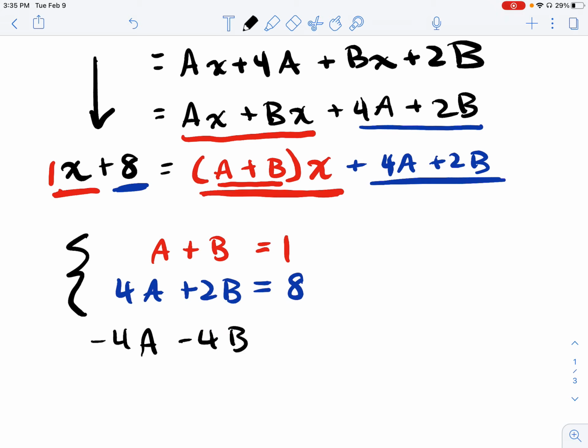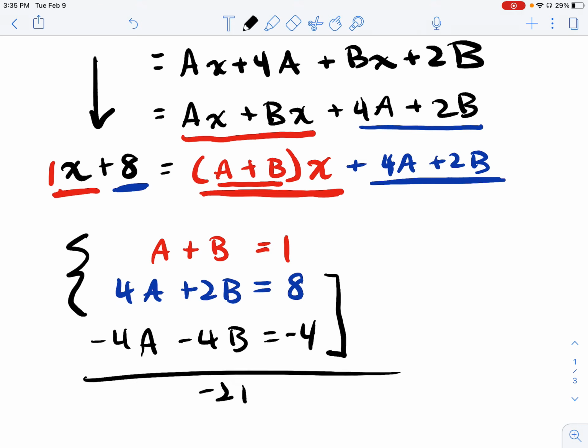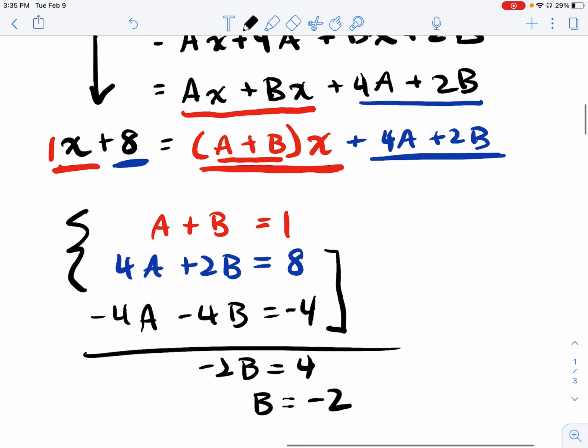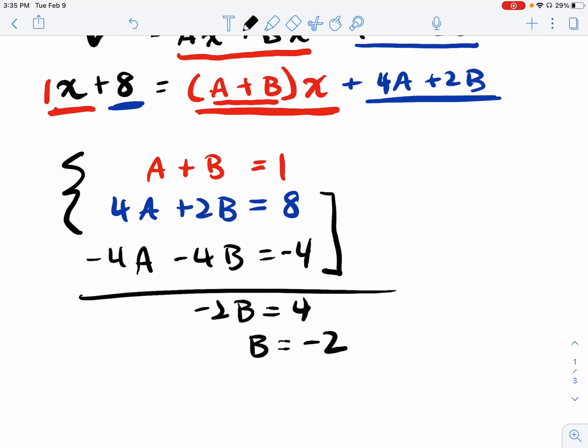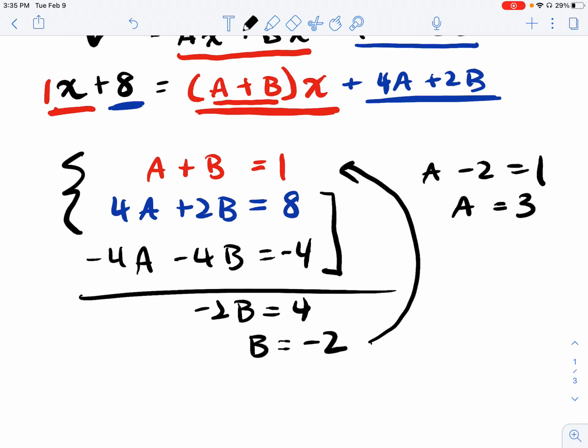And if you wanted to do substitution, you totally could have. And I'm just going to add these two rows together. So that gives me -2b is equal to +4. So b is equal to -2. If b is equal to -2, that means a, plugging this back in here, a minus 2 is equal to 1, which means a is equal to 3.